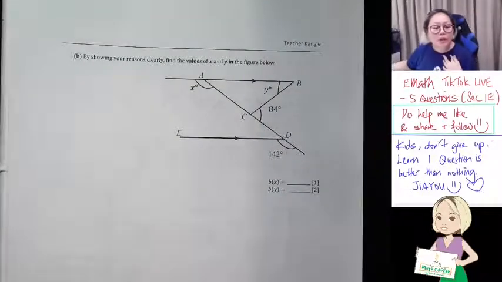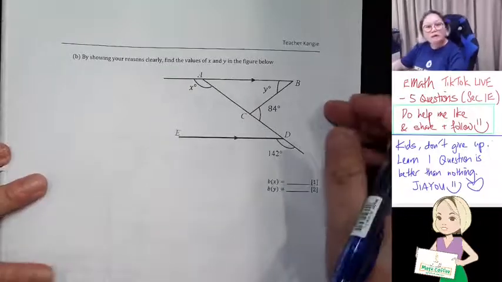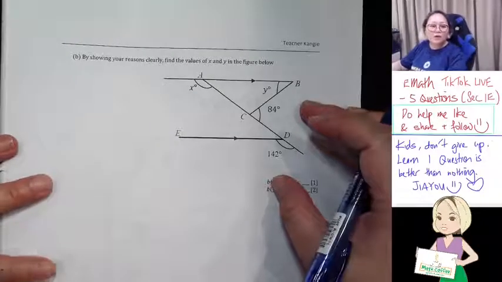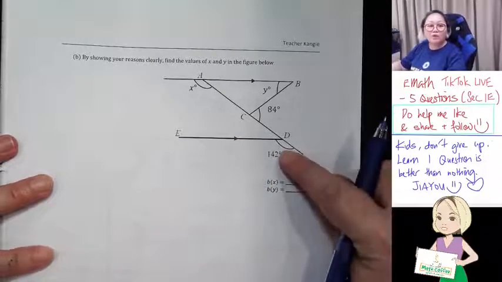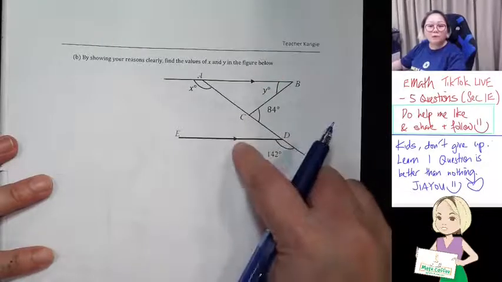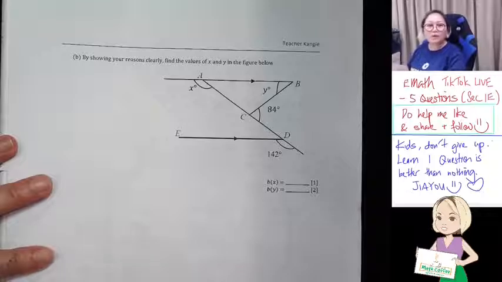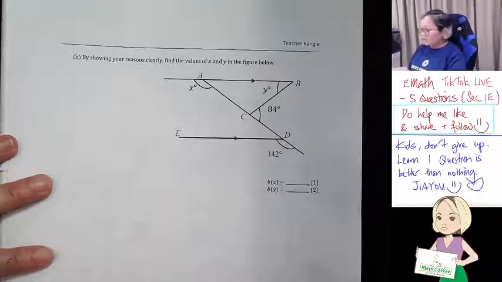So they say by showing your reason clearly, find the values of x and y in the figure below. So sometimes by looking at it, you say, hey, you see what you have. If you have 142, you have 84. You have parallel lines. So when you have parallel lines, you know you can have alternate angle, corresponding angle, interior angle. Okay, so let's see where we can go first.